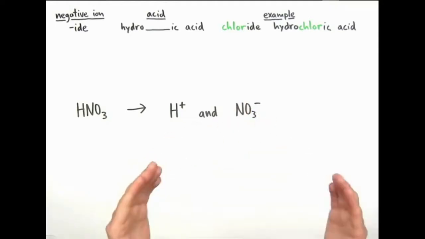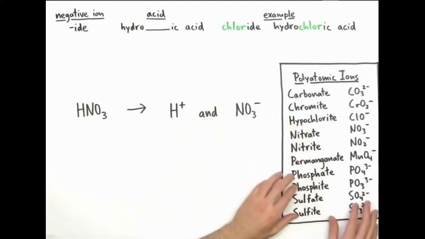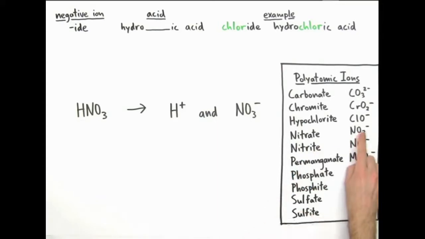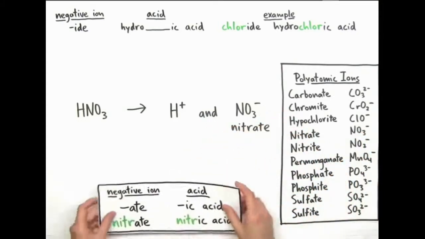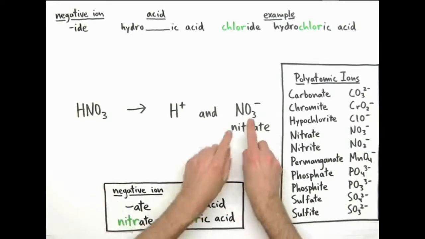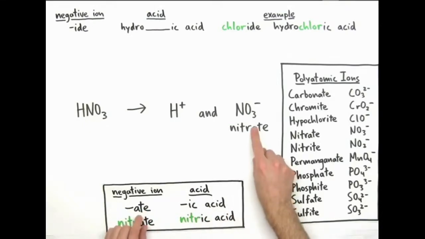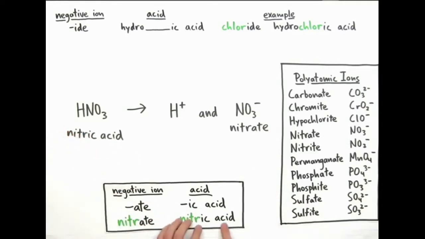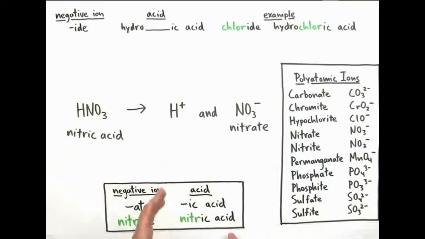Now, this NO3 is the negative ion that we're working with, so what's its name? It's a polyatomic ion, so I'm going to look at my list of polyatomic ions. This polyatomic ion is called nitrate. So that means that I'm going to be using this rule for naming the acid. If the negative ion ends in ATE, we take off the ATE and we add an IC. So I'm going to go from nitrate here to nitric acid. ATE to IC. Let's do another example.